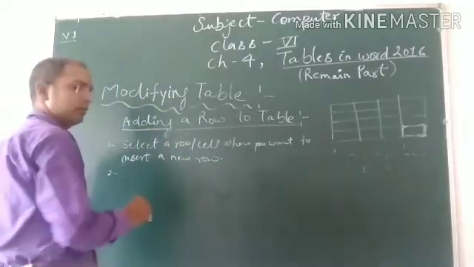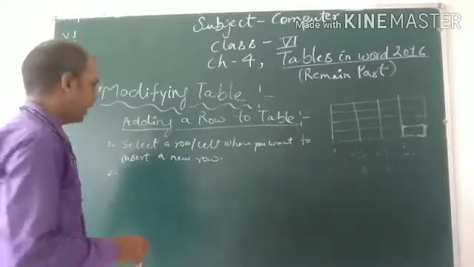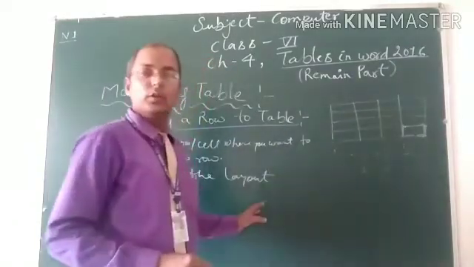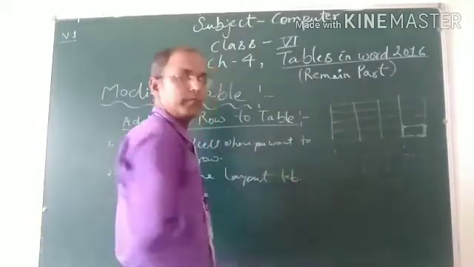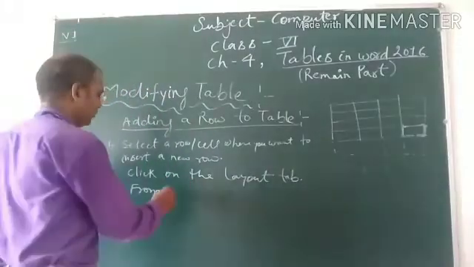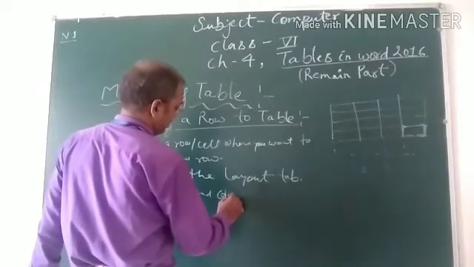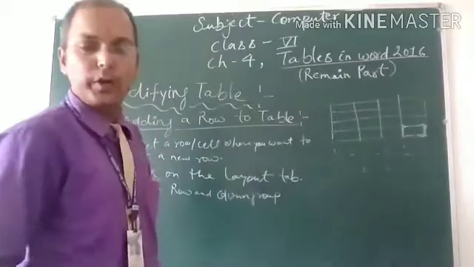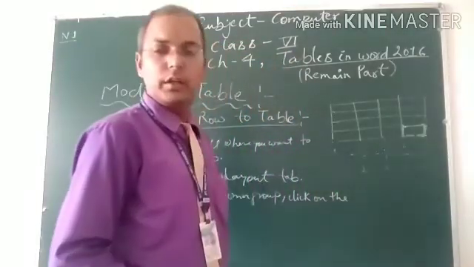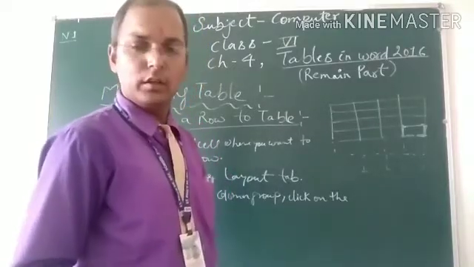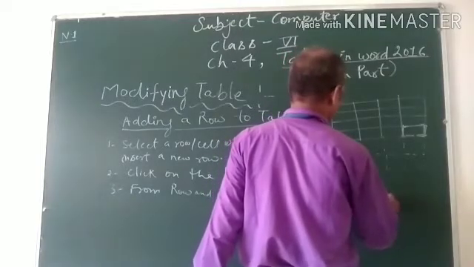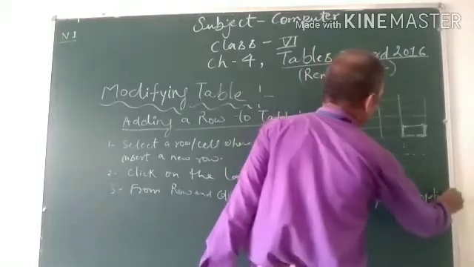And second, click on the Layout tab. And the next option is there: from the Rows and Columns group, click on one of the following options.